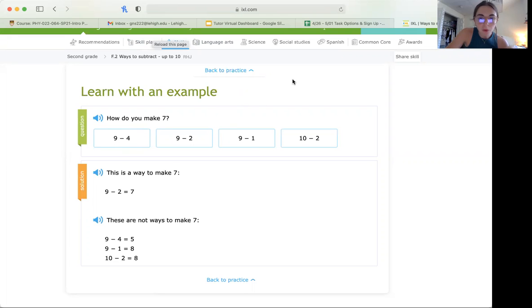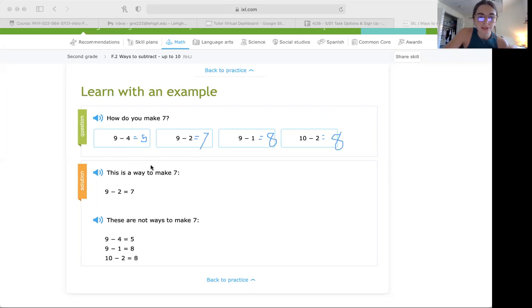9 minus 4 is 5. Actually, I'm going to write it. 9 minus 2 is 7. 9 minus 1 is 8. And 10 minus 2 is 8. So you just do the math between all of them. There's only ever going to be one right answer.